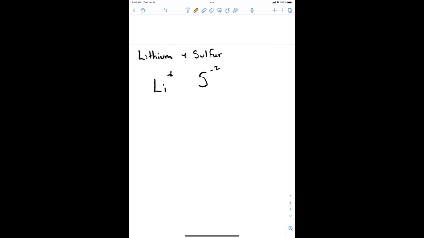You just cross these two, and you would get Li2S1. But remember that when it's a 1, we don't include the 1. And so this is actually Li2S. When we go to name this compound, we just name the first element, and then we replace the end of our anion with IDE. And so when we do that, this would be lithium sulfide.